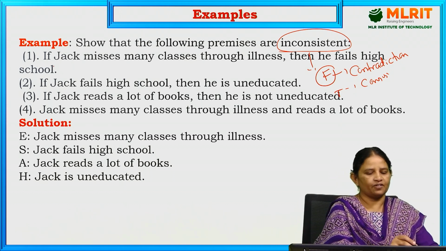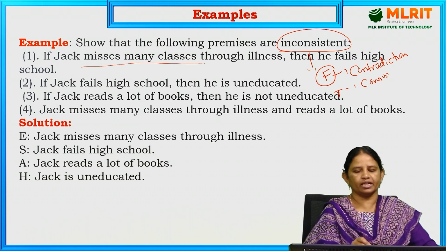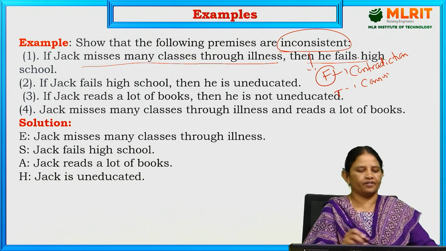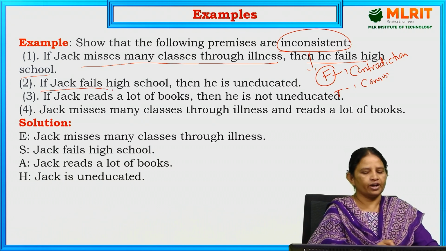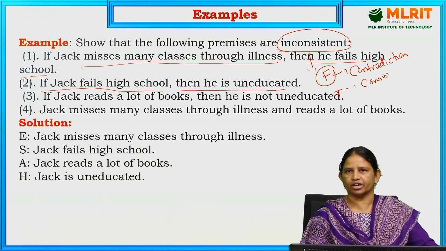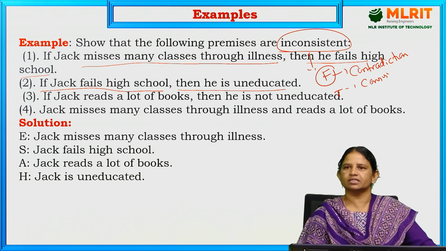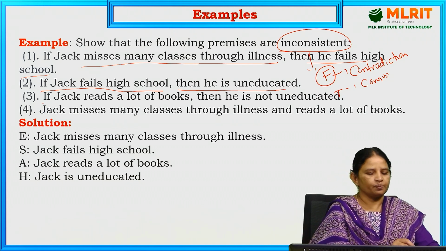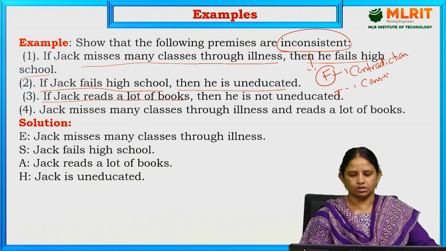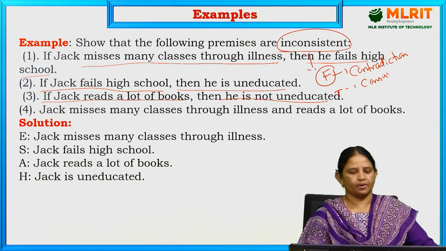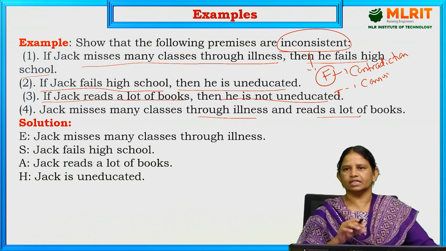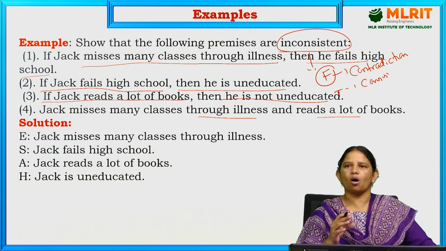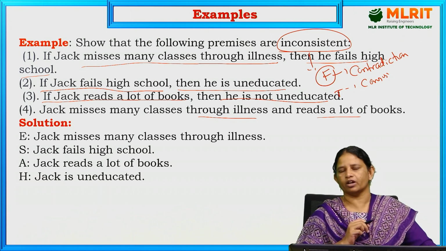For example, the first statement is: if Jock misses many classes through illness, then he fails high school. That is statement number 1. Next, if Jock fails high school, then he is uneducated. That is statement number 2. Third statement: if Jock reads a lot of books, then he is not uneducated. Then the fourth statement: Jock misses many classes through illness and reads a lot of books. So, from all these statements, we are going to take a common statement from the set of given 4 statements.